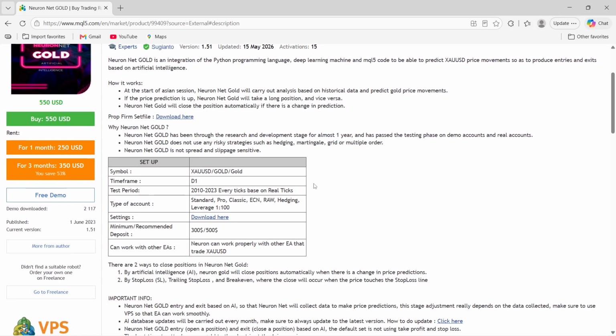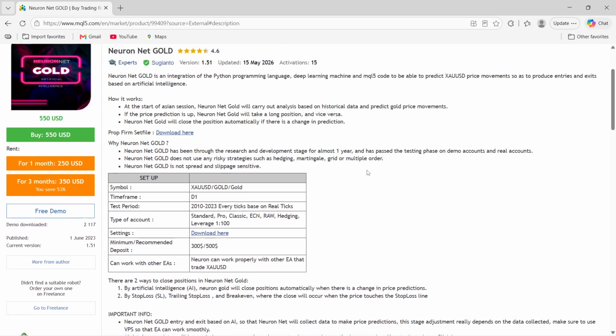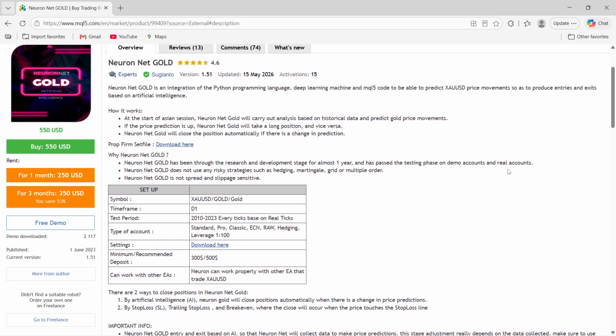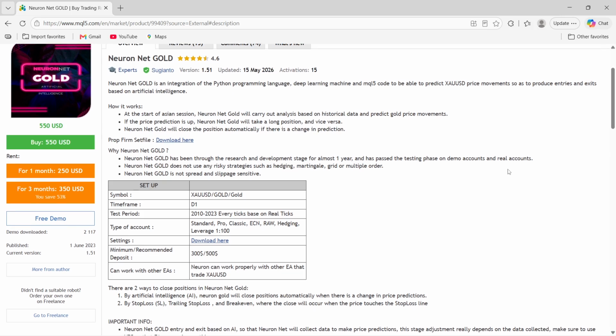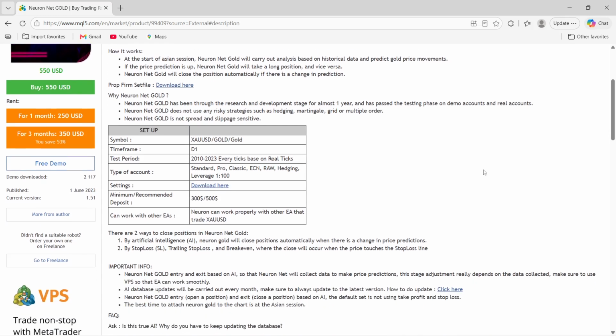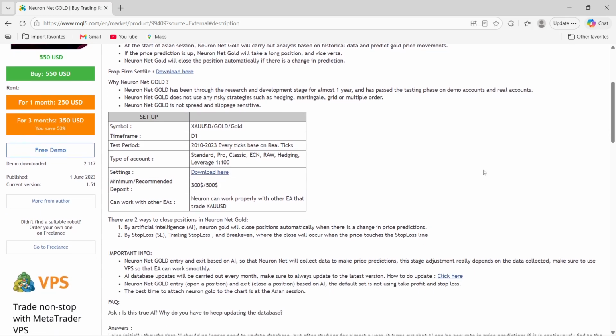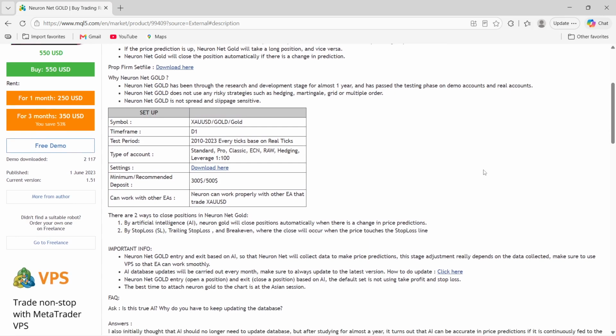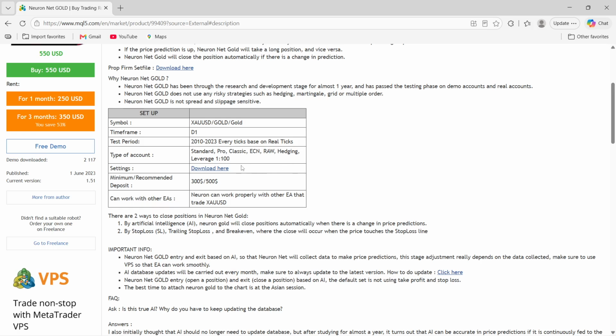Okay, it runs on the daily time frame and emphasizes regular monthly database updates to keep the AI model current. The developer stresses it is not spread or slippage sensitive, works on various account types, and can run alongside other gold EAs with proper magic numbers. Alright, so the backtest claimed is from 2010 to 2023 on every tick real data, with recommended deposits starting at $300 to $500.